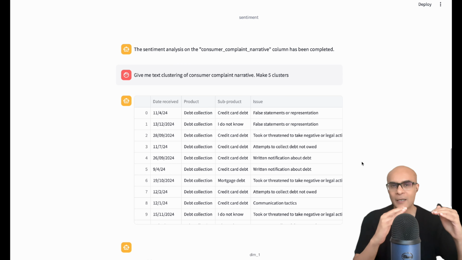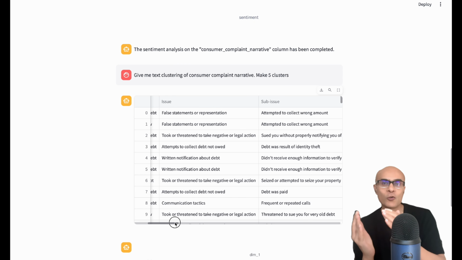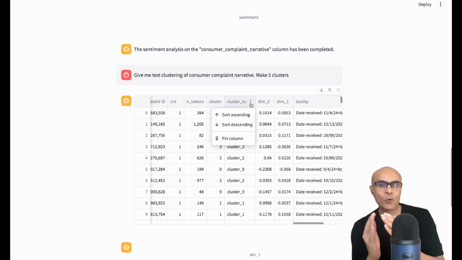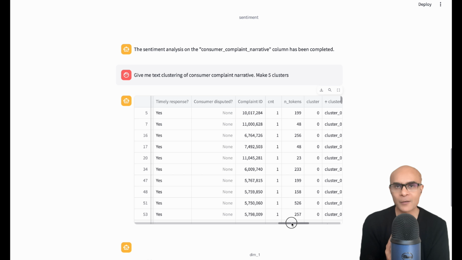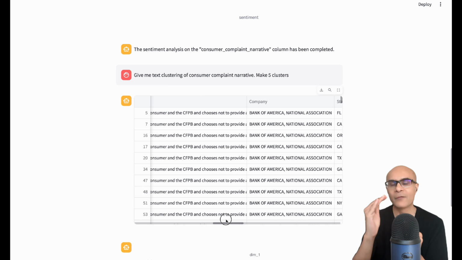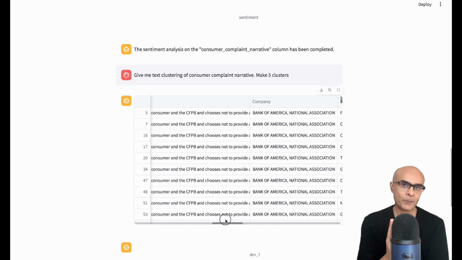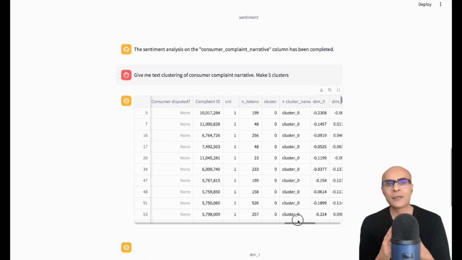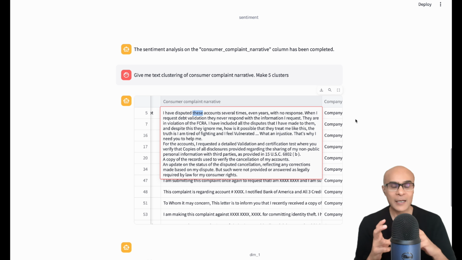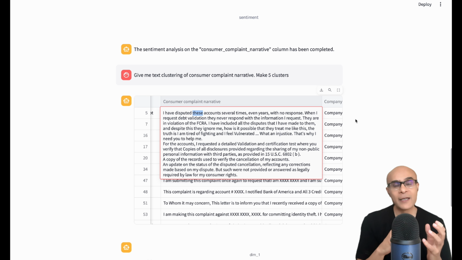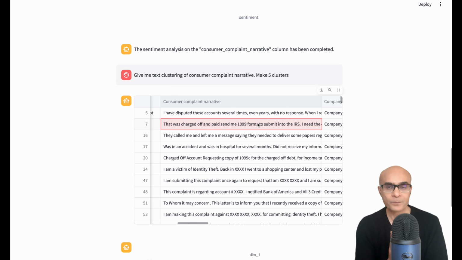And voila, in a while I see that Data Jarvis has come back with a table which has each and every complaint, and it also has a column called cluster. Let us now sort this column cluster and see all the complaints which are there in cluster number 0. Here we can see that all these complaints correspond to things related to harassment, to threats, as well as an indication of making a lawsuit against the bank.